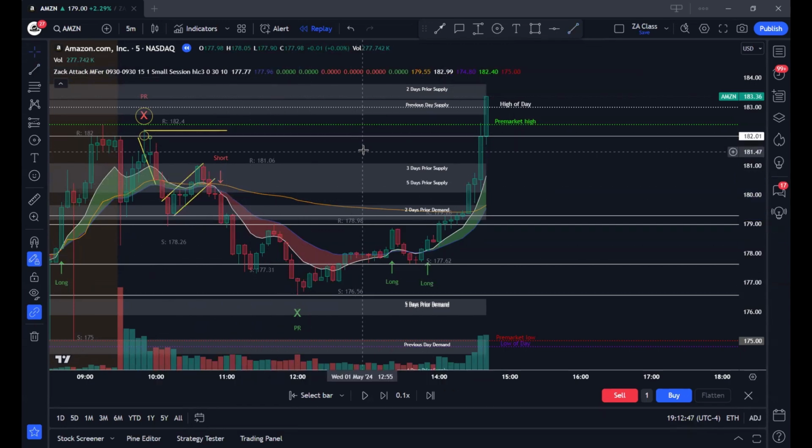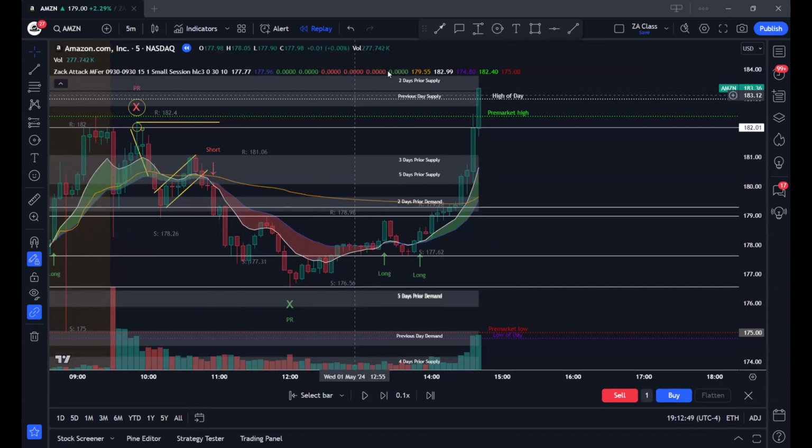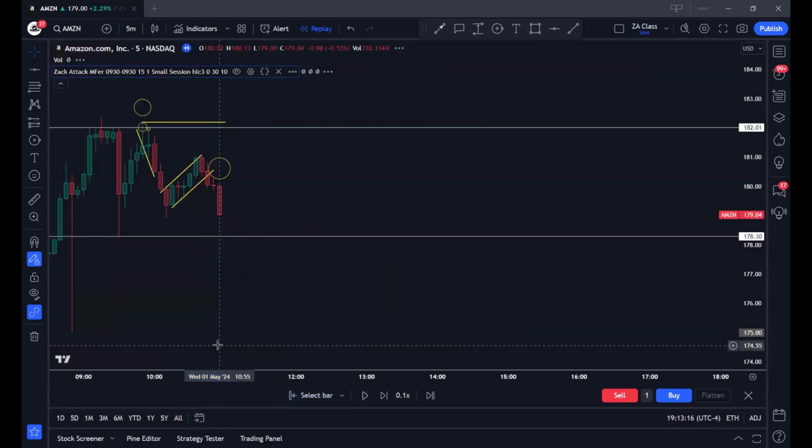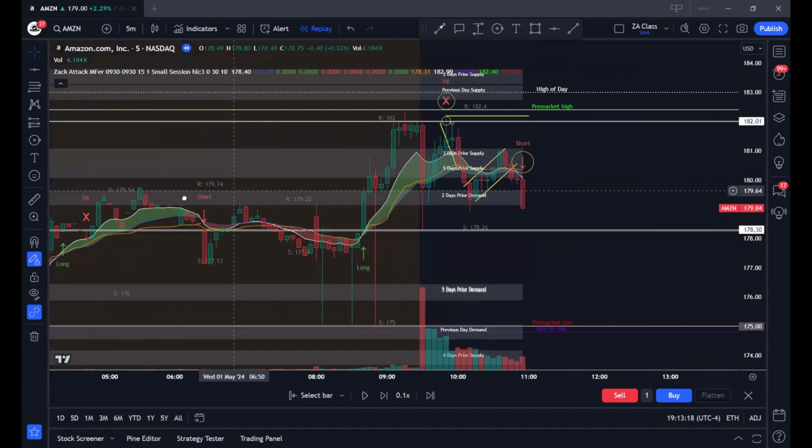So let's take a look at the rest of the signals that happened throughout the day. This short signal came a little bit later. Once we closed below this demand zone, we got this short signal. With these short signals, it's the same idea. I look to take it to the next level of support. If we look at the next level of support following the short signal, we see on our chart, our support is at 178.26, right? So I'm going to draw 178.30. It's close enough. Let me go ahead and replay it so you can see how it would look in real time, which I think will be more helpful.